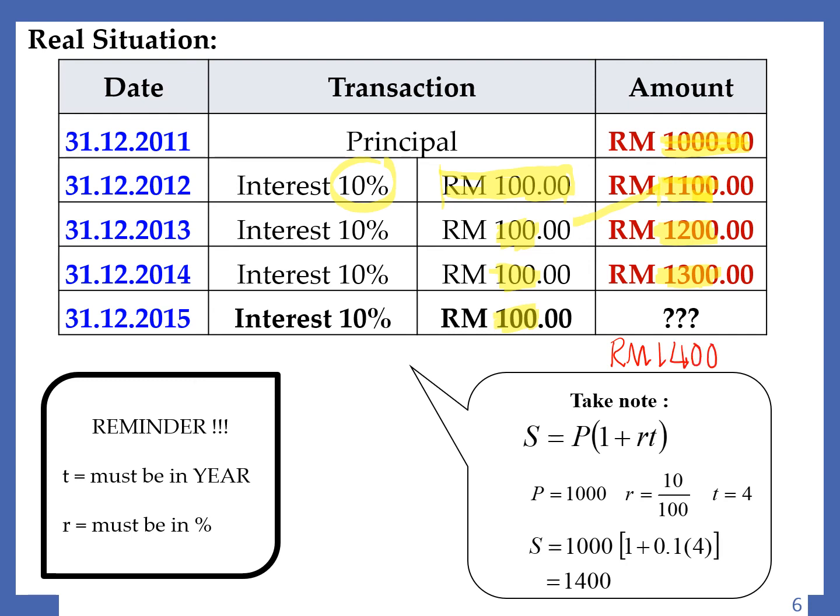Within 4 years, the total amount is RM1,400. Or we can substitute in the formula given by the question. So now we have S equals P(1 plus RT). In this case, our principal is 1,000, the interest rate is 0.1, and the number of years is 4 years. So the total amount after 4 years is RM1,400.